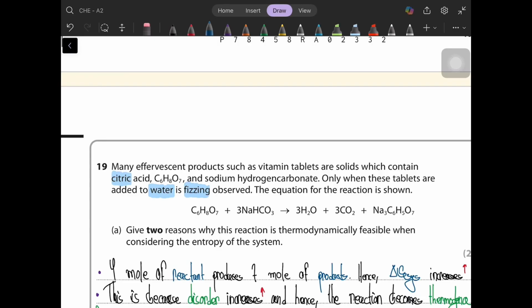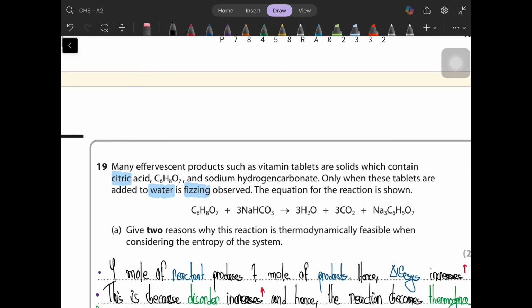So let's just check the number of moles of the product: 3, 3, 6, 7, right? 7 and 3, 1, 4. So 4 moles of reactant produce 7 moles of product. Hence the disorder increases, and hence delta S system increases as well, and hence delta S total becomes greater than 0. As delta S system increases, delta S total also becomes greater than 0, and hence the reaction is feasible.